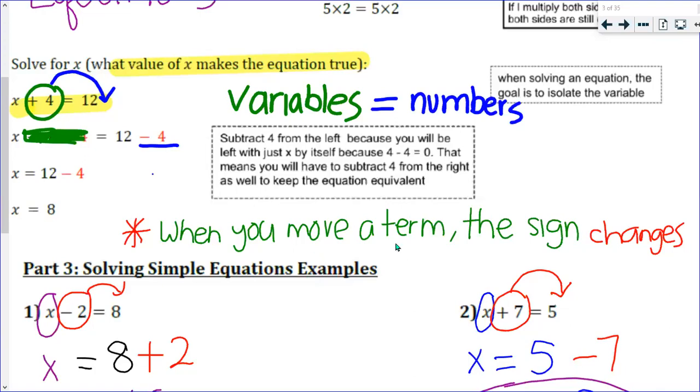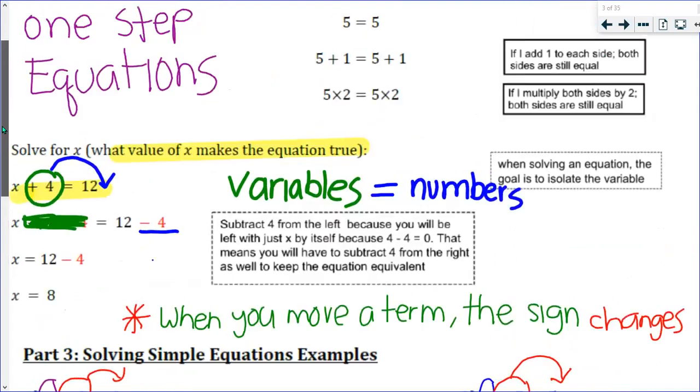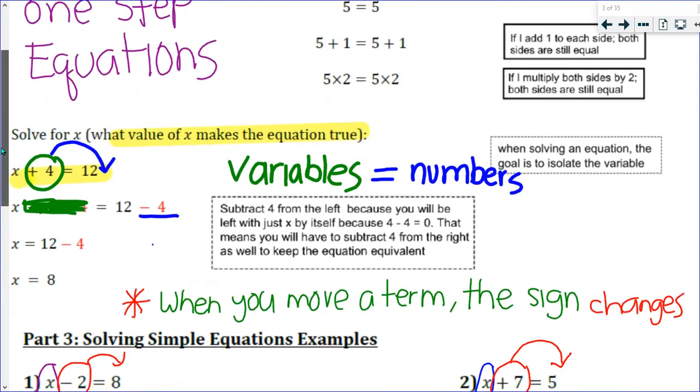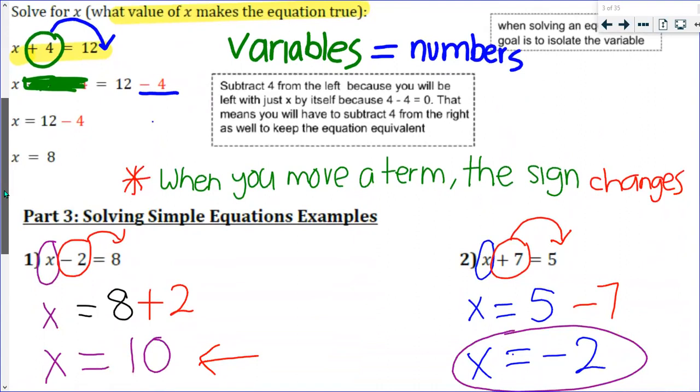So we are moving into one-step equations. Tomorrow, I will be teaching you the art of two-step equations, but this is the most important part that I want you to realize. When you move a term to the other side, the sign in front of it changes. And right here, I have written variables, equal signs, numbers. What that means is we want all the variables on one side and all the numbers on the other side.